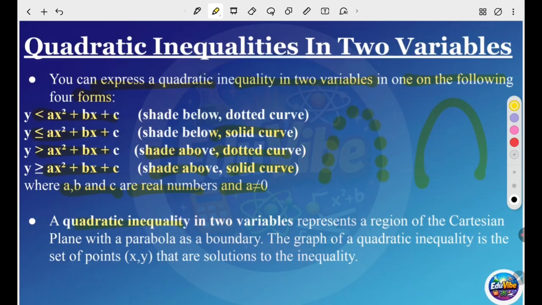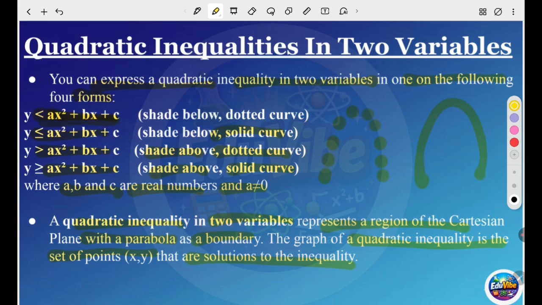So a quadratic inequality in two variables represents the region of the Cartesian plane with the parabola as a boundary. So the graph of a quadratic inequality is the set of points (x, y) that are the solutions to the inequality. So this is not the only thing we have to know, like in this, we have to make the dotted curve or the solid curve. The rest of the things are always the same as linear.